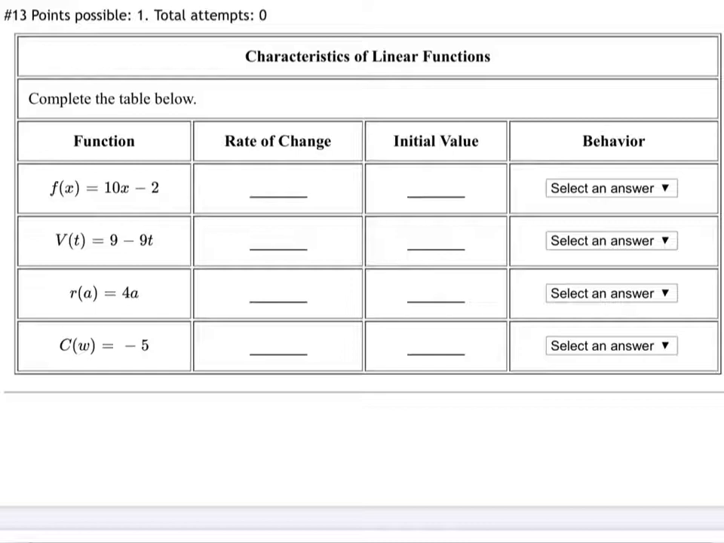All right. Number 13, characteristics of linear functions. So they want us to take those functions and note the rate of change and the initial value. I think this will be real easy for you. So when they give us 10x minus 2, which one of those, the 10 or the minus 2, is the rate? Yeah. The rate is always the slope. And what's the initial value? The negative 2. That's the y-intercept.